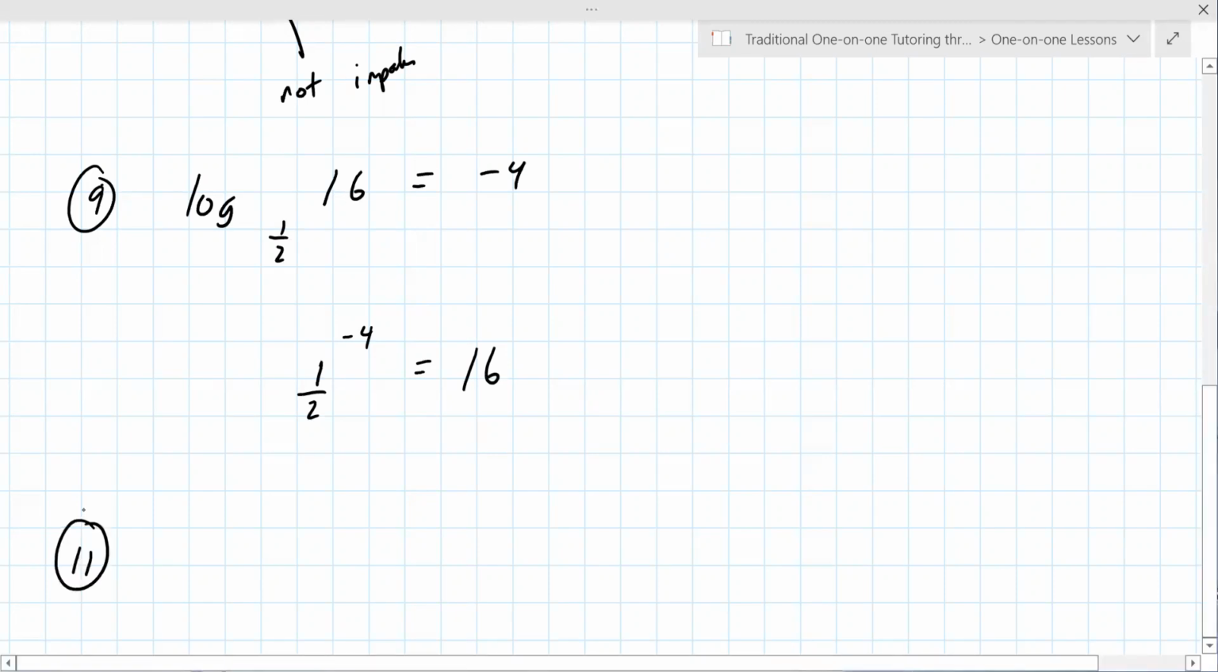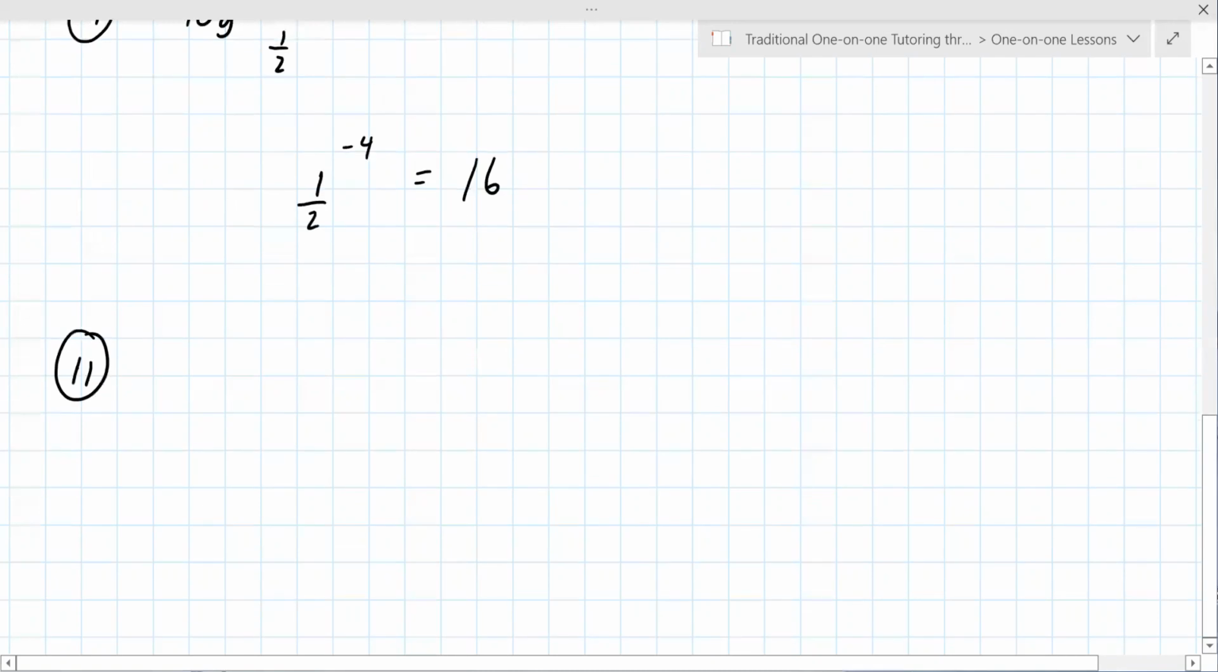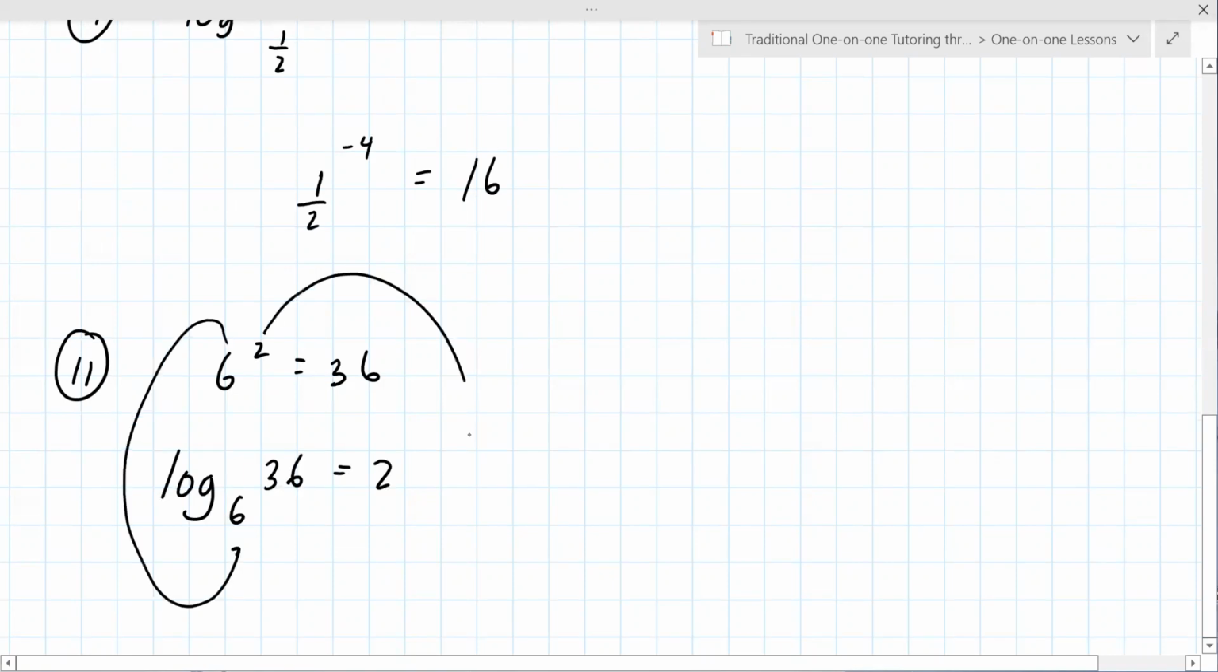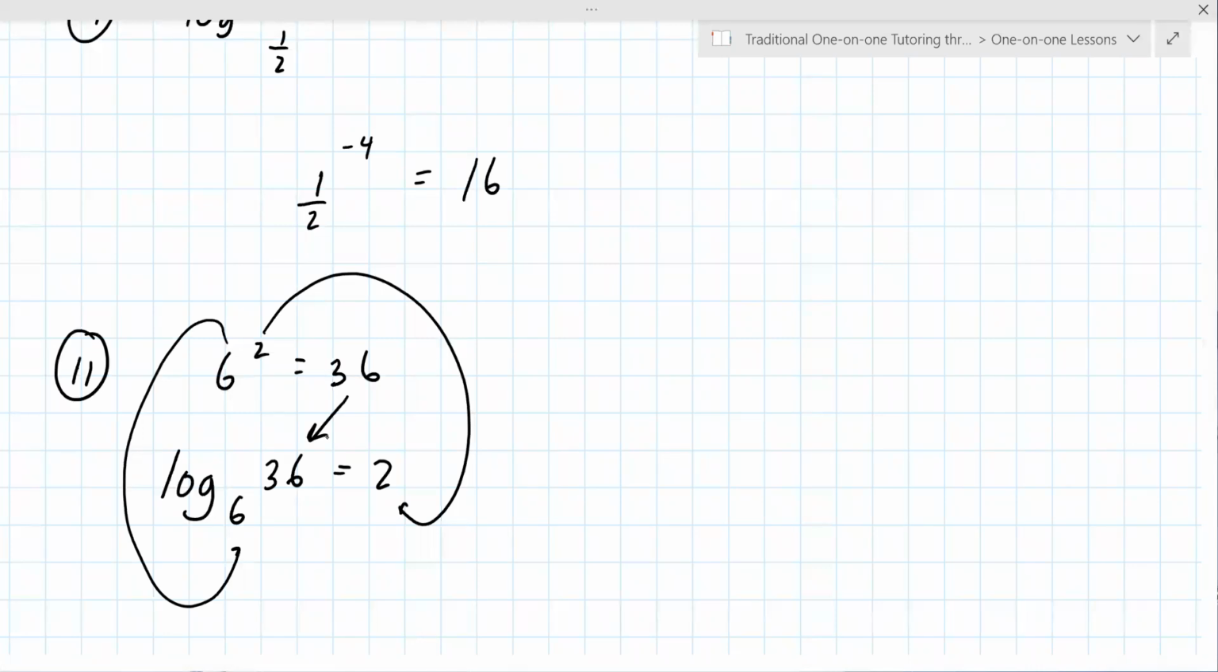So 11, 13, and 15 are going the other direction. They're giving you the answer, and you have to go back and write it as log base 6 of 36 equals 2. This is usually the harder direction to go for students. Does this match what you've been doing? Yes. Great. So number 13.